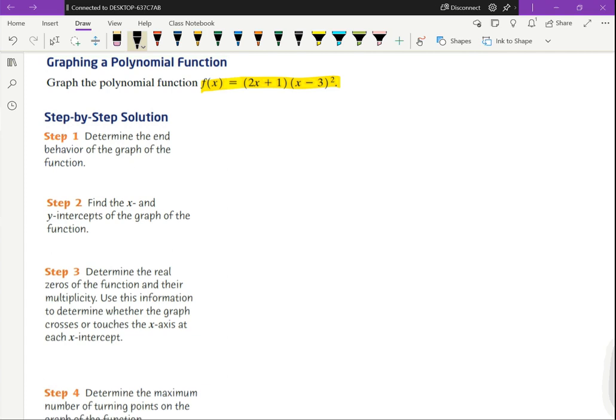When we do the end behavior of the graph, we need to know the highest degree term that we'd end up with. If I take this f of x, I've got this 2x and I've got this x squared. So this is going to look like 2x multiplied by x squared, which means it's going to look like 2x cubed. Because this is positive as well, for the end behavior, one side is going to be down and the other side is going to be up.